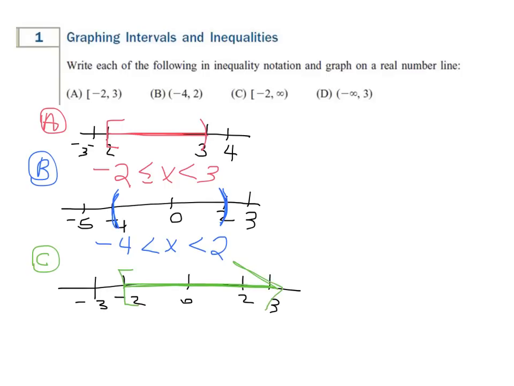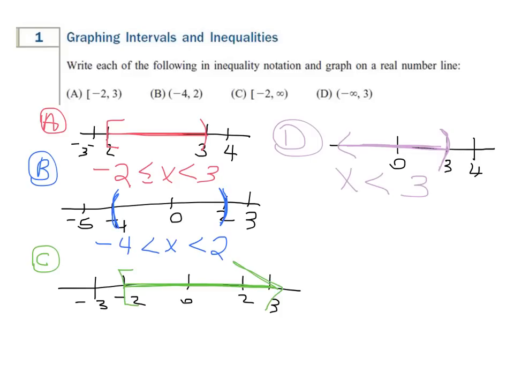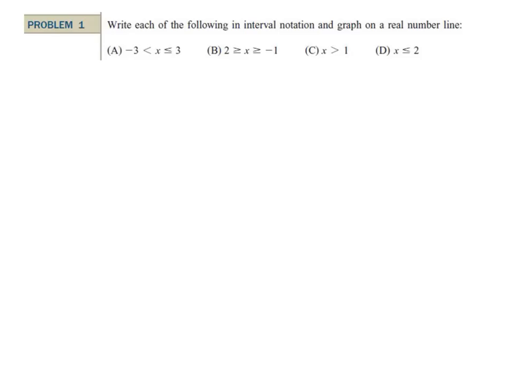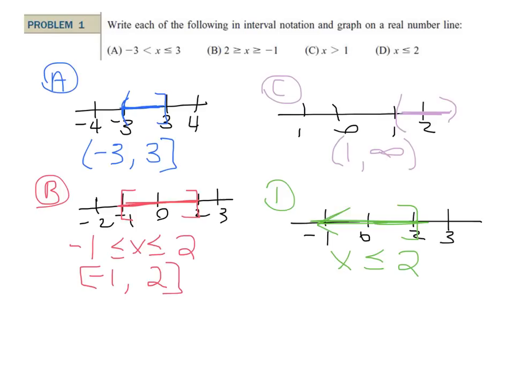Okay, and finally D. Let's do a number line. So we've got 4, 3, 0, so on. And so with D, we're going from negative infinity to 3, so 3 is soft, and it's everything less than 3. So our inequality would be X is less than 3. All right, it's your turn. Go ahead and pause. Let's see if you can get it right. All right, so here's the answers. Hope you got it right.